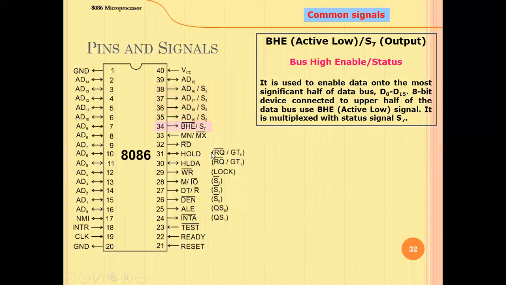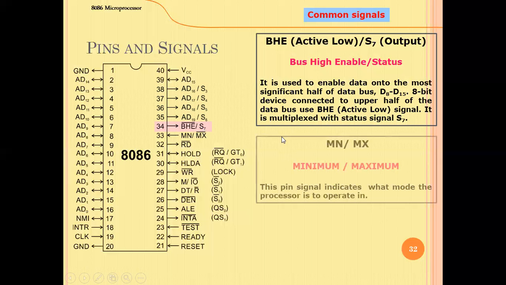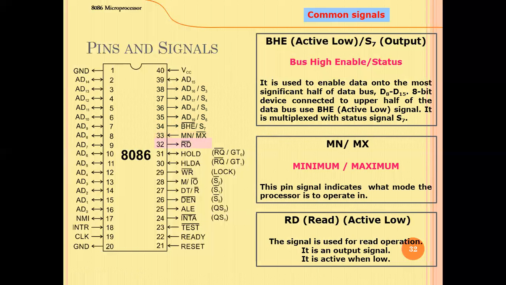Now, coming to the next pin, the 34th pin, that is bus high enable, BHE bar slash S7. S7 is another status. These BHE bar and S7 are used to access the higher-order bus or low-order bus, because we know that the memory may be an even bank or an odd bank. To select either the even bank, the odd bank, or the total bank, BHE bar and S7 are useful. BHE is an active low signal. These two are multiplexed here. Now coming to MN/MX bar, which was already said to select either minimum mode or maximum mode, and this is a read bar.